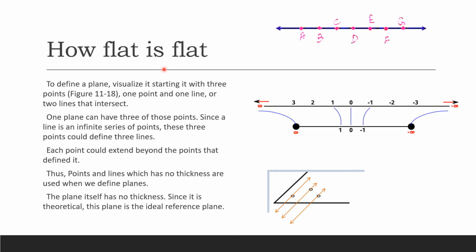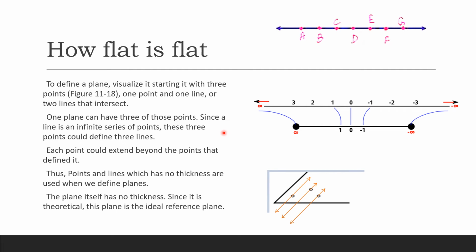So how flat is flat? To define a plane, visualize it starting with 3 points. You're going to imagine, because we don't have a real flatness in the world. Like I said, in nature, we cannot produce a perfect flatness. You can only imagine. So why is that?